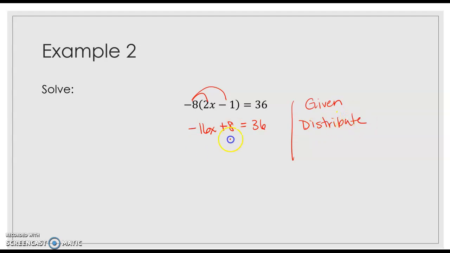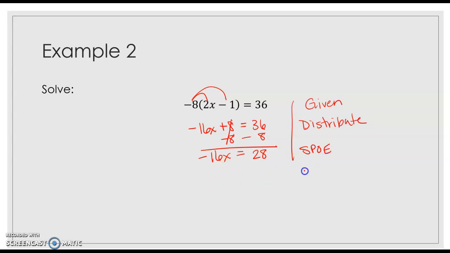All right, from here, again, two-step equation. I would ask myself, do I have same-side like terms? In this case, we can look at it and see that it's already a two-step equation, so we keep moving. And so I'm going to subtract 8 from both sides. And so now I have a negative 16x equals, and then 36 minus 8 is 28. And so that was our subtraction property of equality. That's how we got that answer.